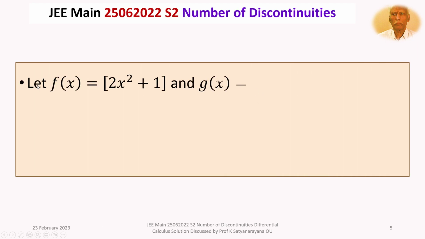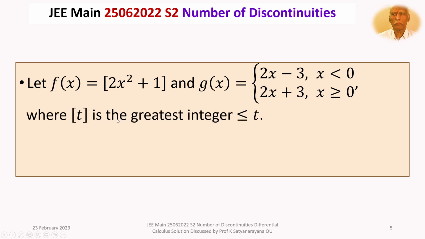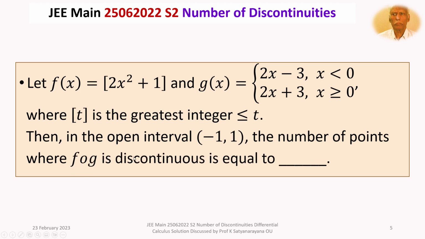The given question is, let f of x equal bracket 2x square plus 1, and g of x equal 2x minus 3 when x is negative, 2x plus 3 when x is greater than or equal to 0, where bracket t is the greatest integer less than or equal to t. Then in the open interval minus 1 to plus 1, the number of points where f composed g is discontinuous is equal to.